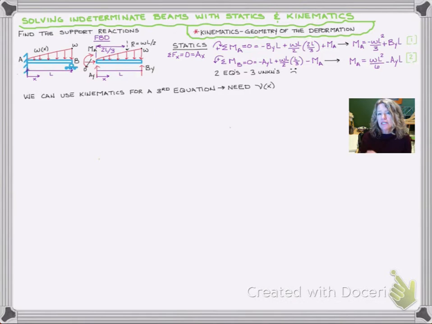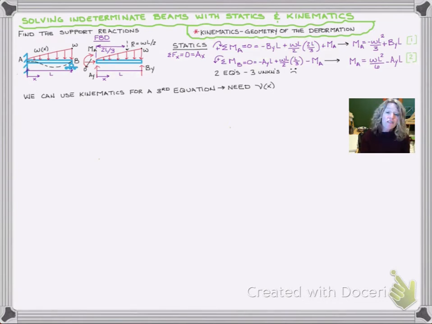Kinematics is known as the geometry of the deformation. It's the geometry of movement. In our case, the movement is deformation, and our deformation is the V of X equation, or the equation of the elastic curve. So we're going to need that. And so it'd be good for us to go back to the original beam and see, what does that deformation look like? We know it should look like a diving board sort of deformation if the roller wasn't at B, but with the roller at B, we're going to see that it will curve back up. And so there's our drawing of the deformed shape.